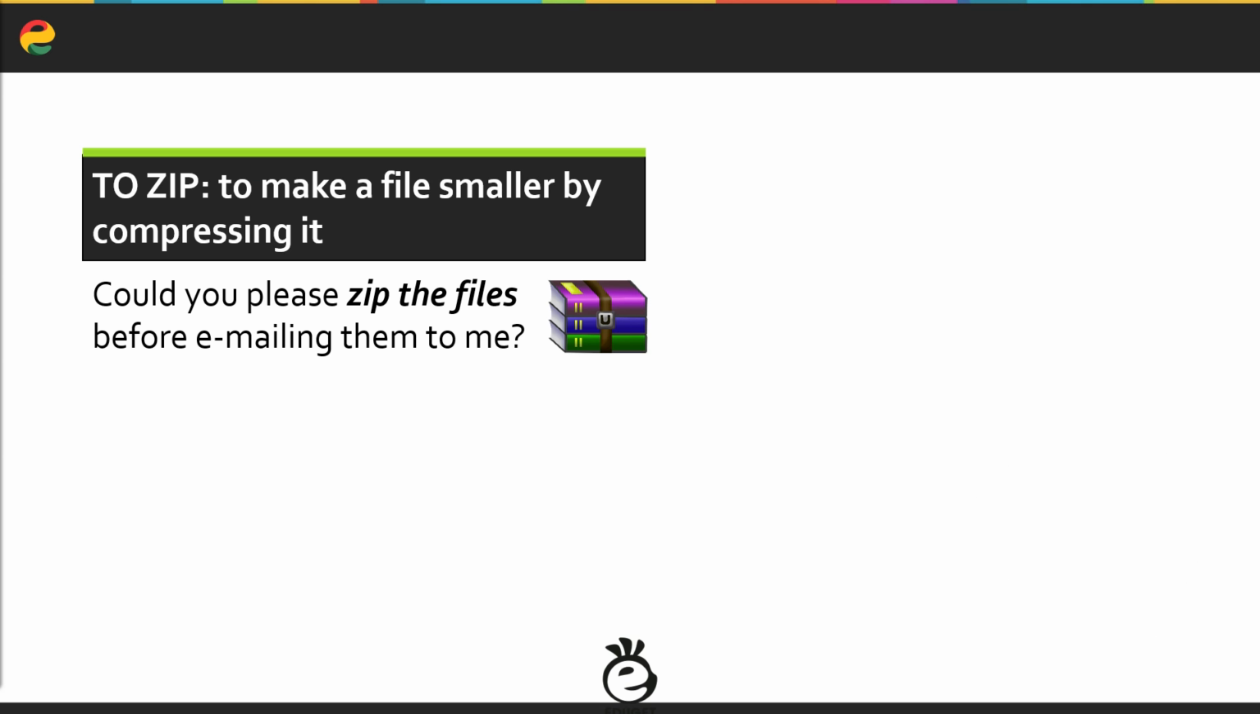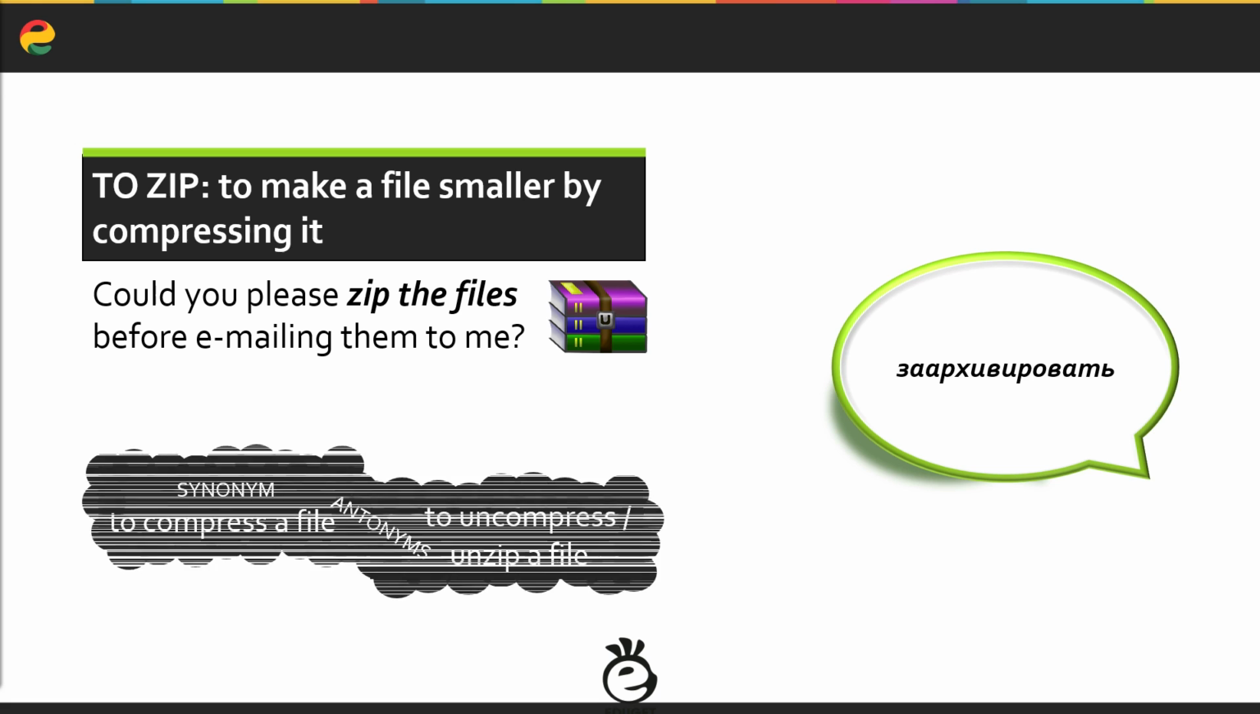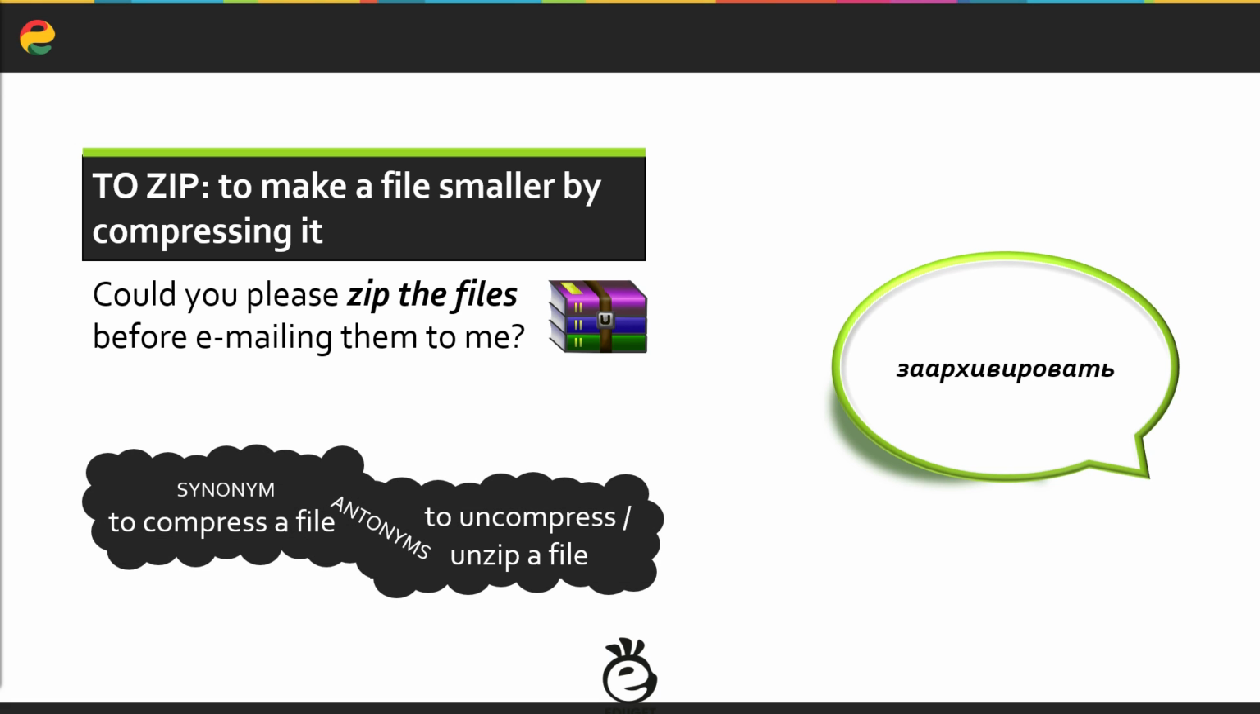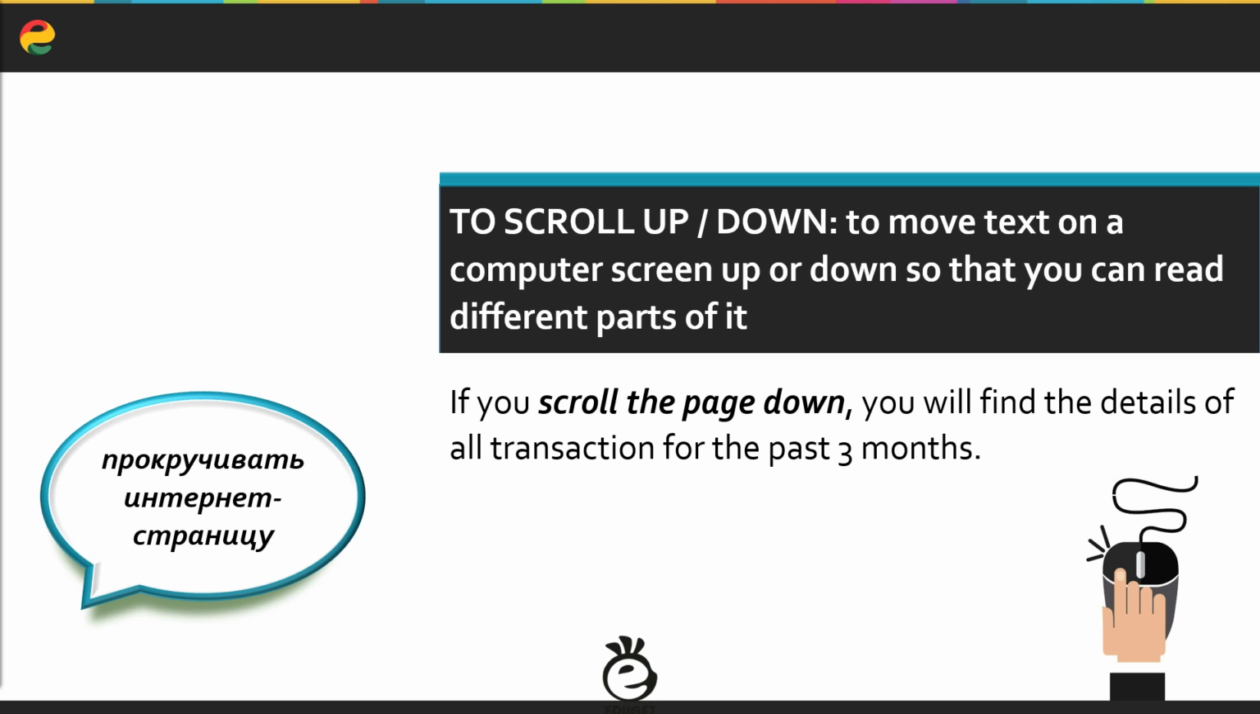In case you need to send several files that are too big for an email message, you can zip them using a special computer program. Another way of saying this is to compress a file. When you receive zipped files, you need to uncompress or unzip them to be able to look through them. This is the action we do all the time when on the internet. So when an email message is too long and doesn't fit on the screen of your computer, you need to scroll down to see the next part of it.